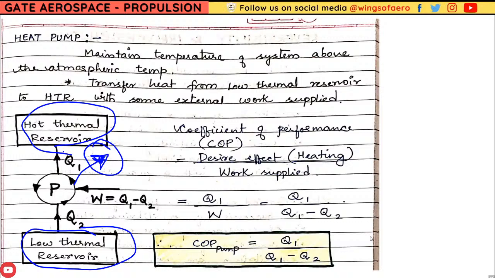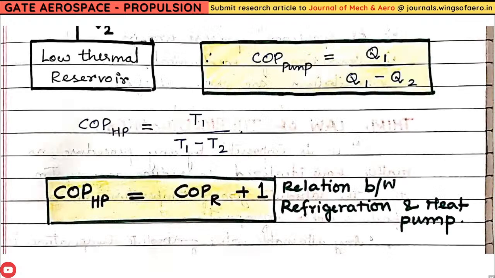So, to find the coefficient of performance, here we will use Q1 divided by the net work done, Q net. The same Q net applies, that is Q1 minus Q2. Now, to compile this, you have to remember the heat pump and the refrigerator in terms of coefficient of performance. That is, the COP of a heat pump is equal to the COP of a refrigerator plus 1.